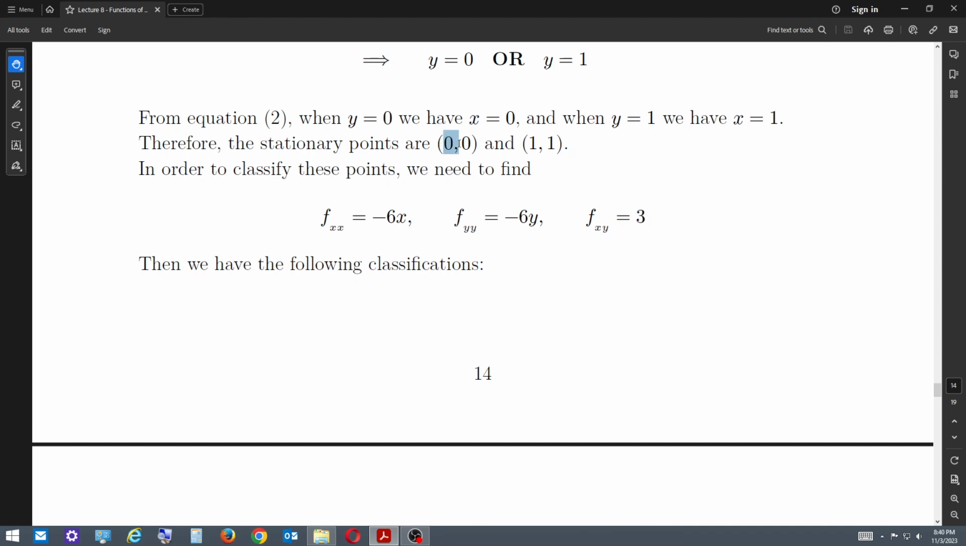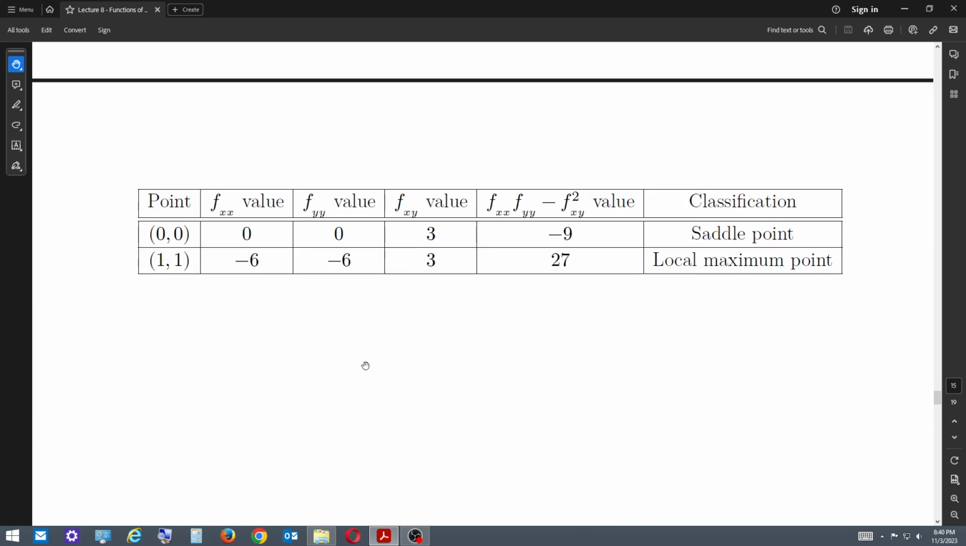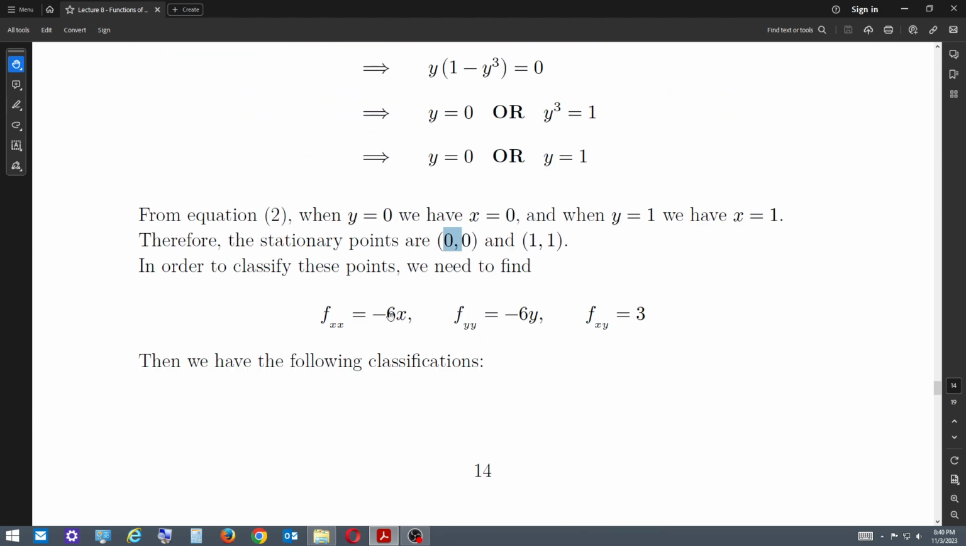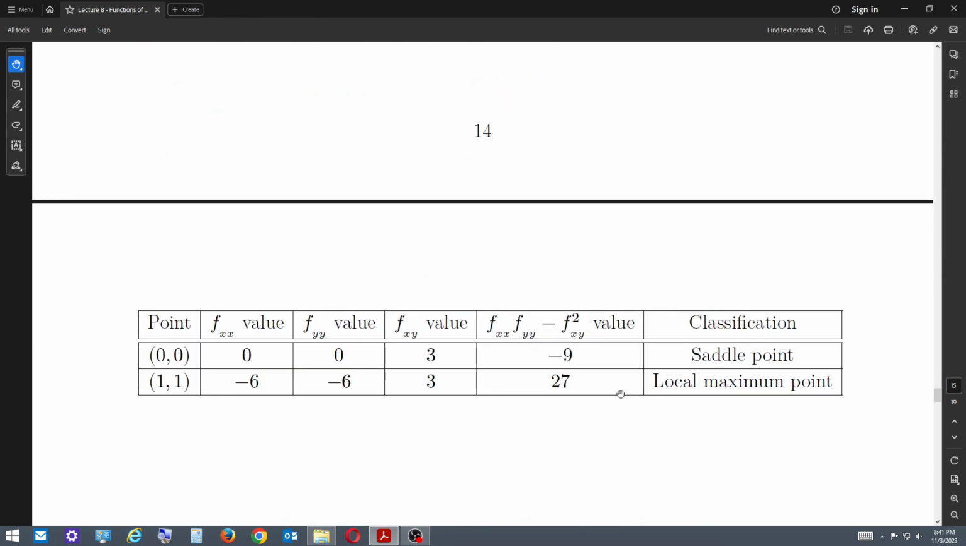So the first point is 0, 0. Right? So when you take x and y as 0, you'll end up with negative 9. Right? 36xy minus 9, with 0 and 0, that'll give you negative 9. Which means it's a saddle point because it's negative. Now when you take 1, 1 and substitute it, you'll get 36 minus 9 gives you 27, right?